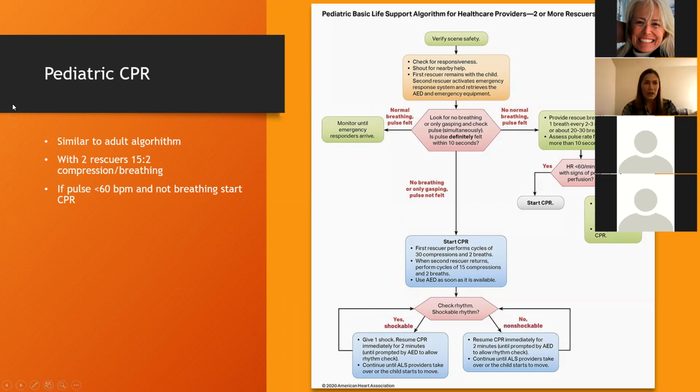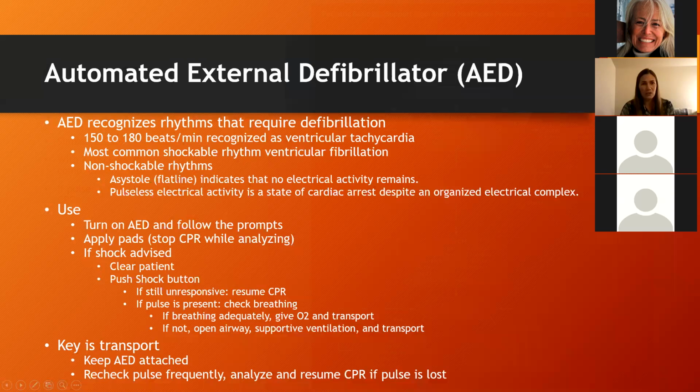A couple notes with the automated external defibrillators. The AED is meant to recognize rhythms that will respond and require defibrillation. So 150 to 100 beats per minute is recognized as ventricular tachycardia. The most common shockable rhythm is going to be your ventricular fibrillation. Non-shockable rhythms are typically asystole, that's the flat line. Pulseless electrical activity is a state of cardiac arrest where you'll see an organized rhythm if you're looking at an EKG strip, but there's no pulse. These are the non-shockable rhythms.